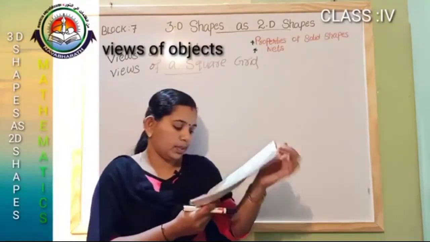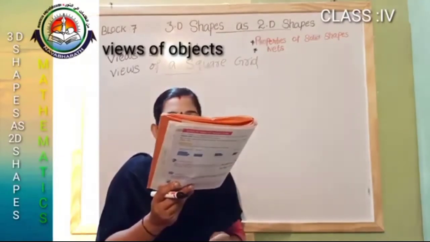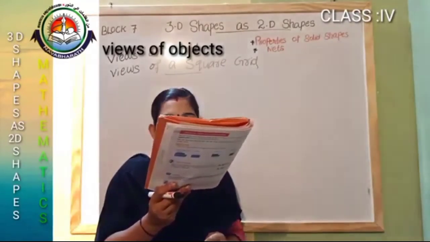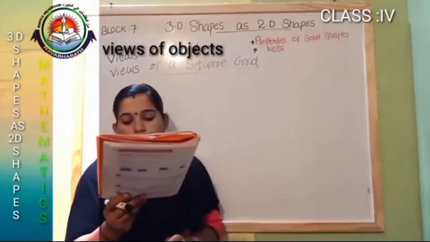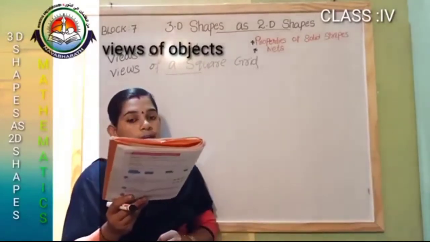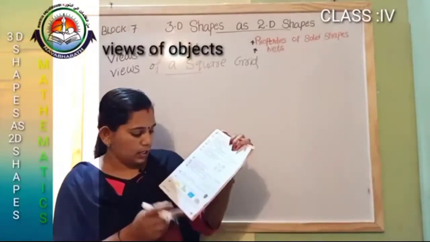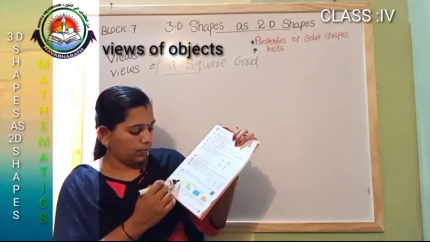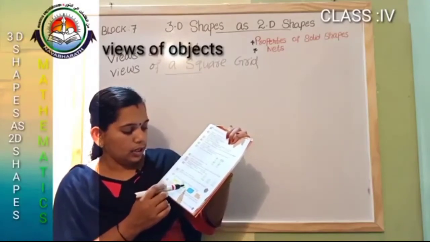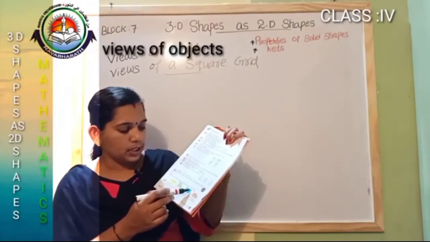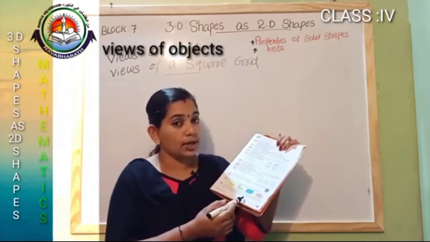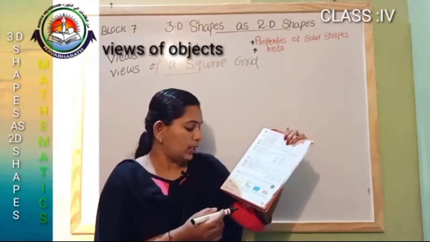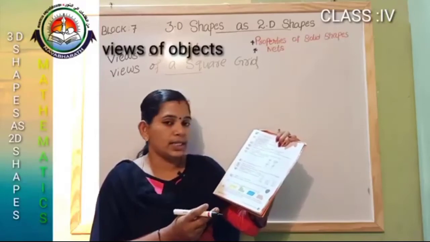Second, draw the top, front and side views of each object on a square grid. So here you want to draw the top and side views of each object on a square grid. Here some square grids are given. You want to draw the top view, front view and side views.